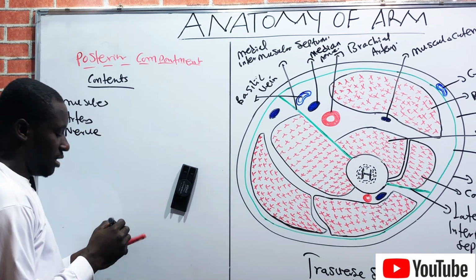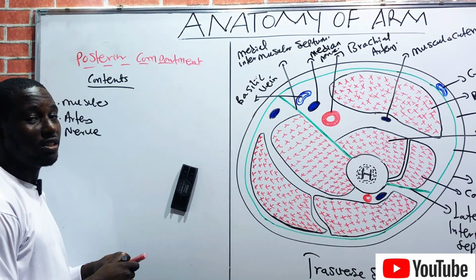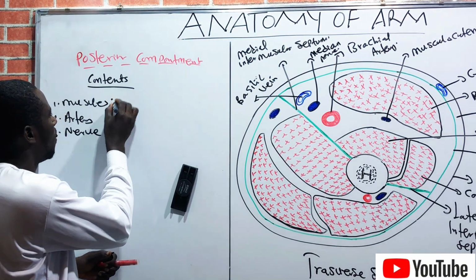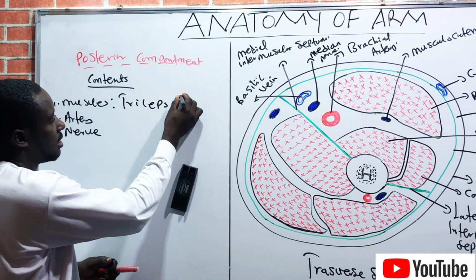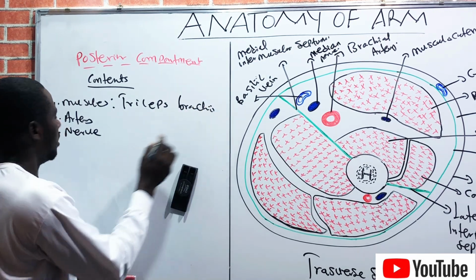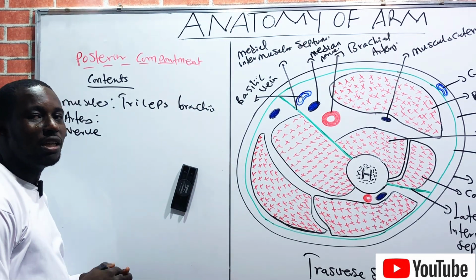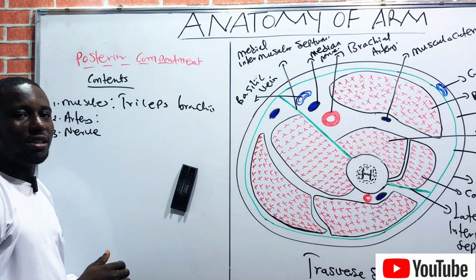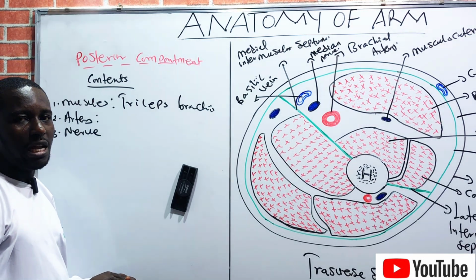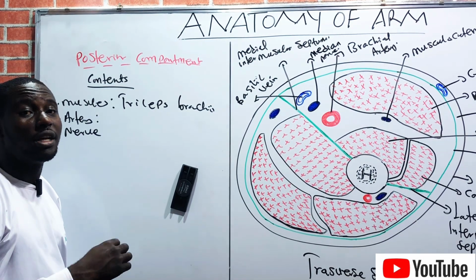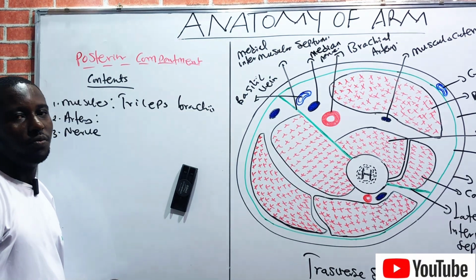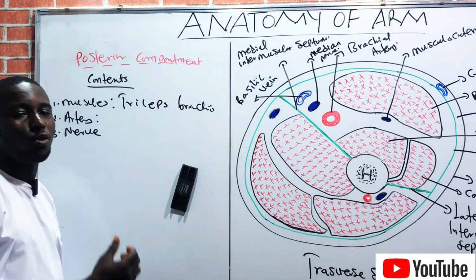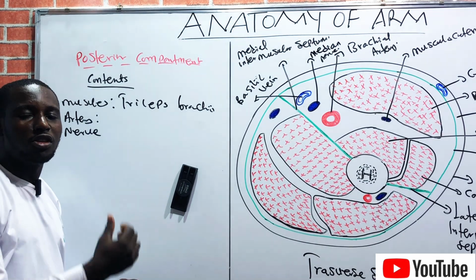The muscle in the posterior compartment of the arm is no other muscle than the triceps brachii. Then the artery is actually the profunda brachii artery. Recall that the profunda brachii artery is the largest branch of the brachial artery that arises from the posterolateral aspect of the brachial artery, just below the teres major. It accompanies the radial nerve at the radial groove or the spiral groove located at the upper part of the posterior surface of the humerus.